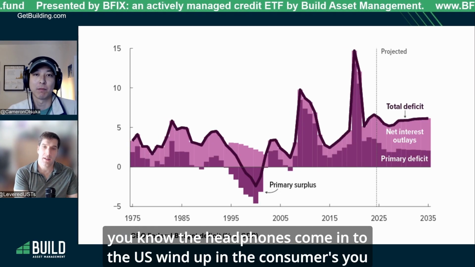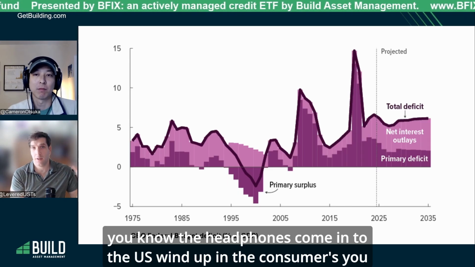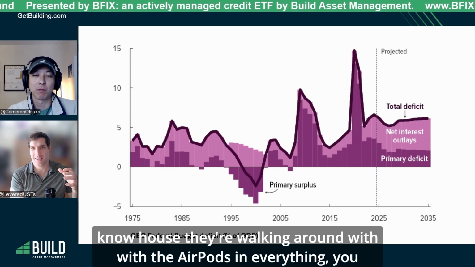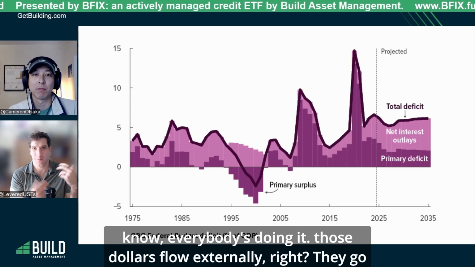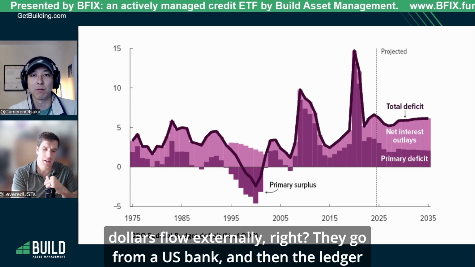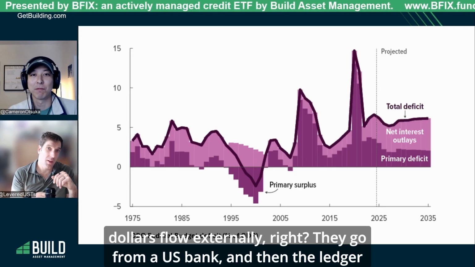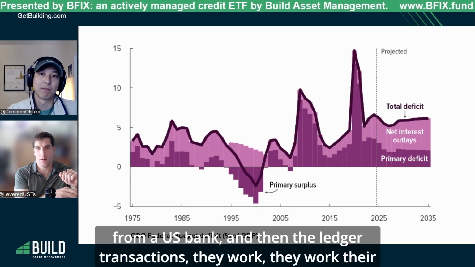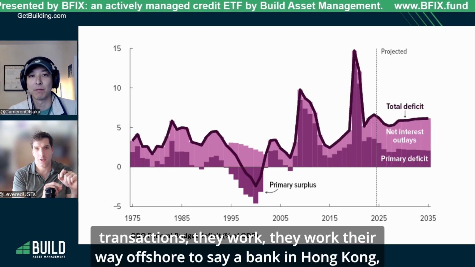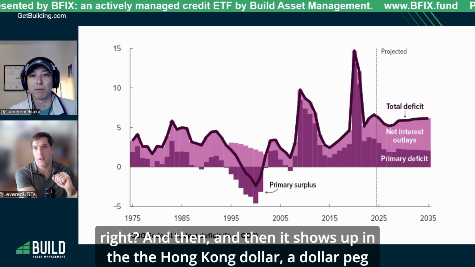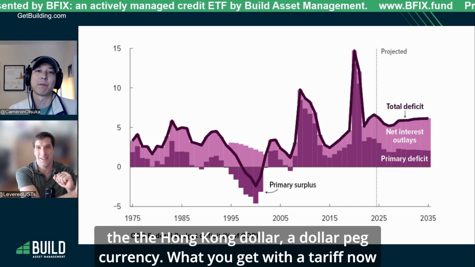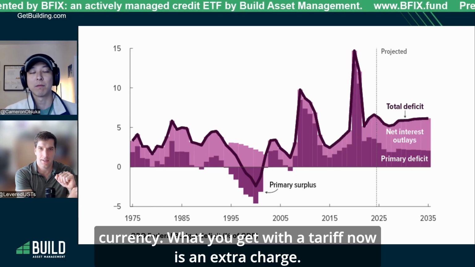Once you have tariffs, and then the headphones come into the U.S., wind up in the consumer's house. They're walking around with the AirPods in, everything. Everybody's doing it. Those dollars flow externally, right? They go from a U.S. bank, and then the ledger transactions work their way offshore to, say, a bank in Hong Kong, right? And then it shows up in the Hong Kong dollar, a dollar peg currency.